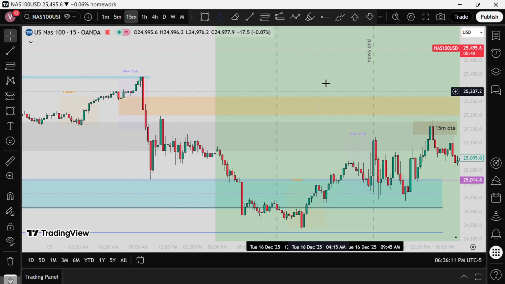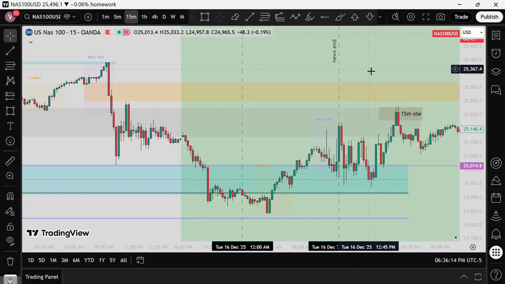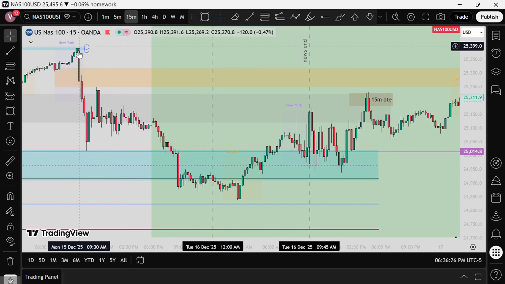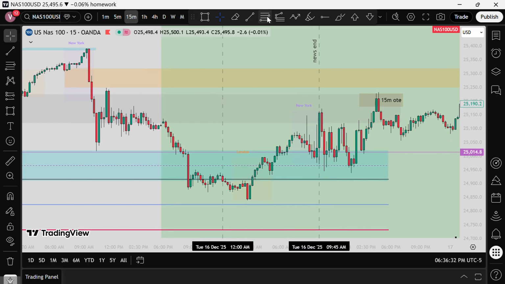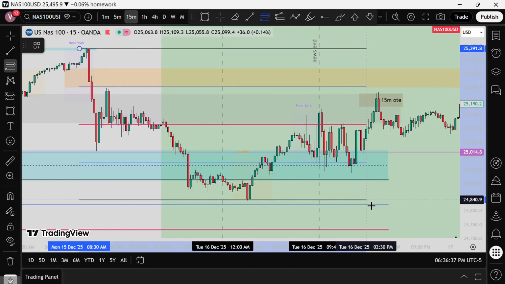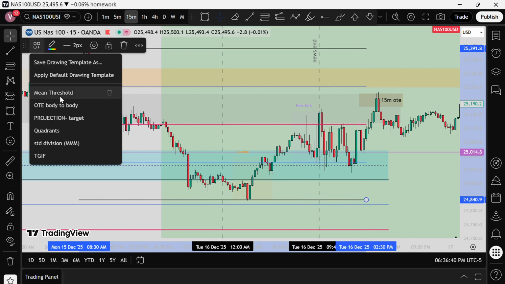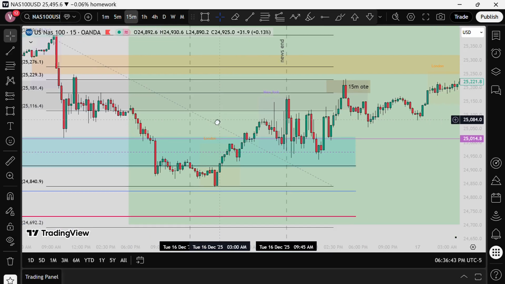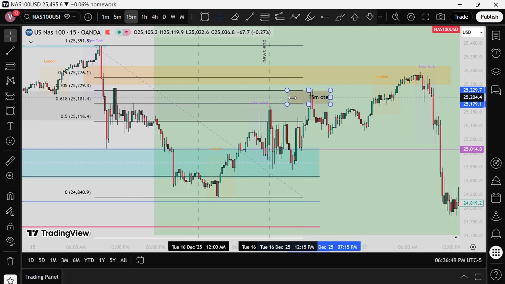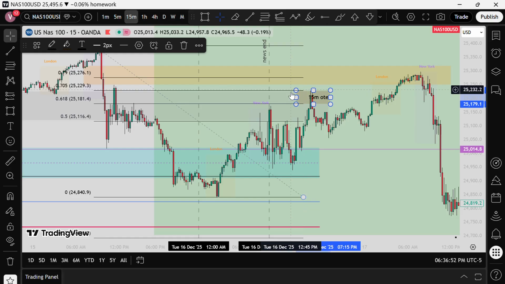Next up, just as the model suggests, we're supposed to find the swing inside which the price currently is. If you go back, this is the swing high and this is the swing low, inside which the price is dancing right now. So we are supposed to draw OTE on it. OTE body to body. Here you can see this is the OTE level and we have marked it in brown.